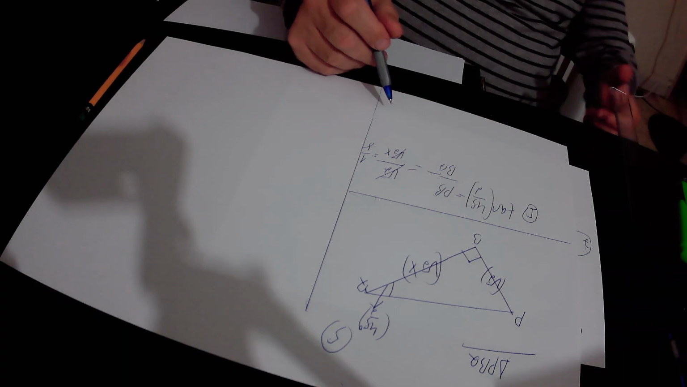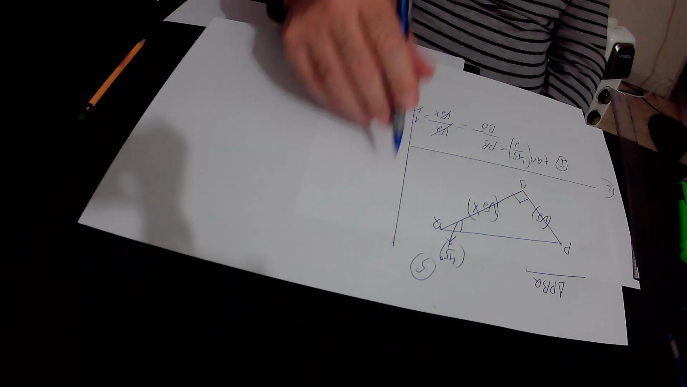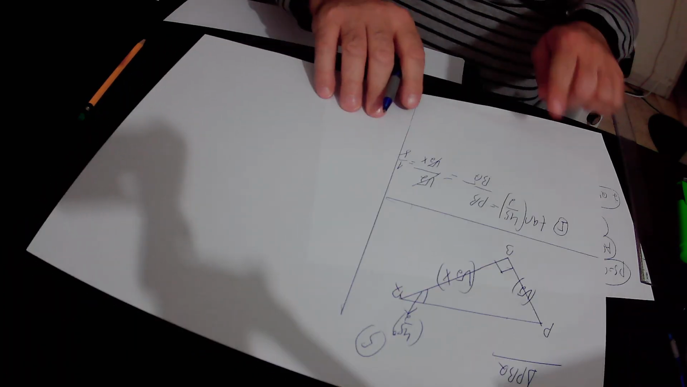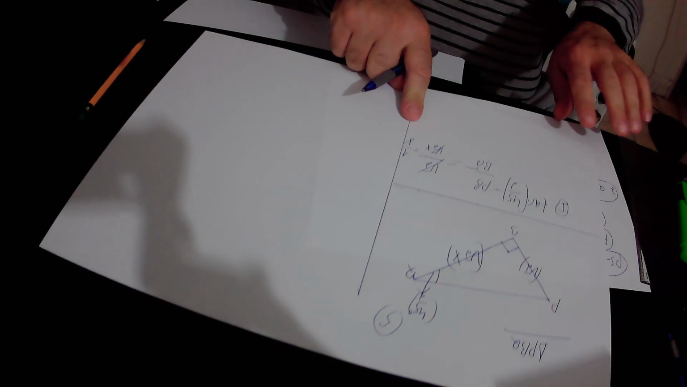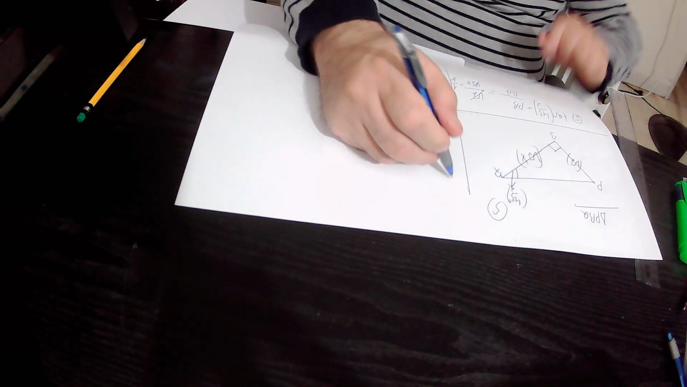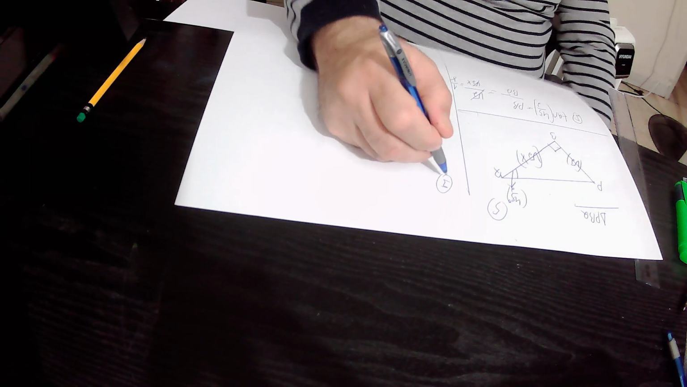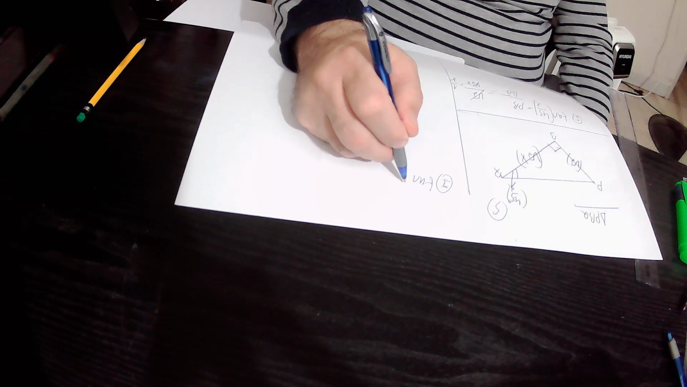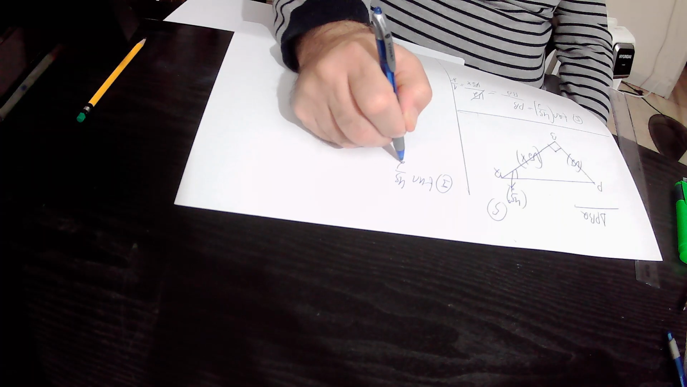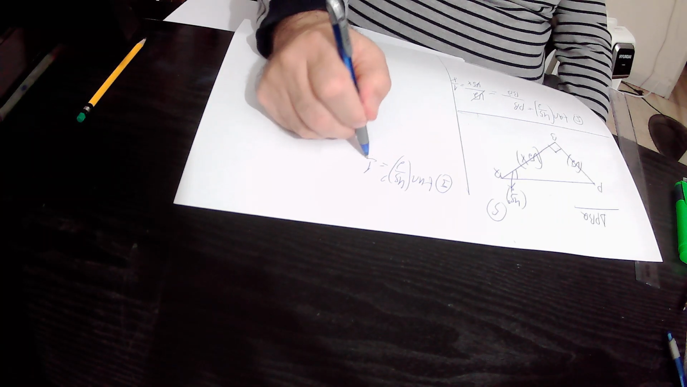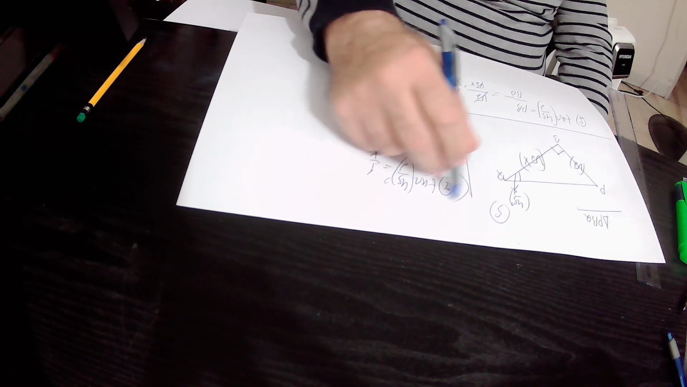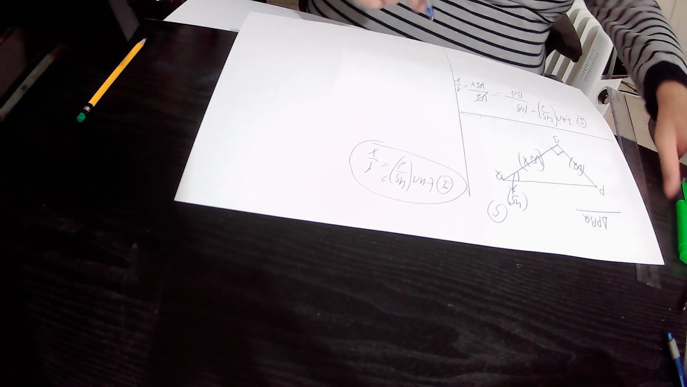In conclusion, I found out that according to equation number 1, tangent 45 over 2 degrees equals 1 over x. So I write it down. According to equation number 1, I found out that tangent 45 over 2 degrees is equal to 1 over x. This is according to equation number 1.